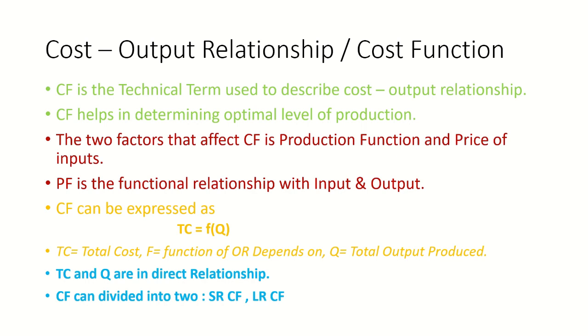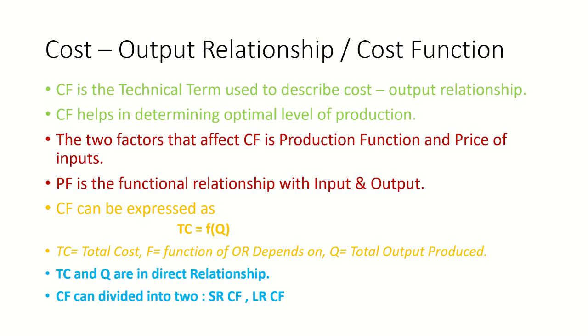We can say that the cost function is a technical term used to describe the cost-output relationship. And what is the use of the cost function? It helps to determine the optimum level of production. Optimal level of production means we can produce the maximum quantity with a minimum cost, and we've seen that the cost function basically depends on two factors, that is the production function and the price of inputs.